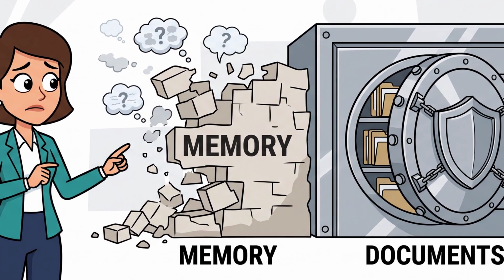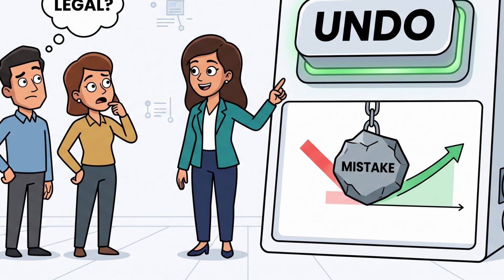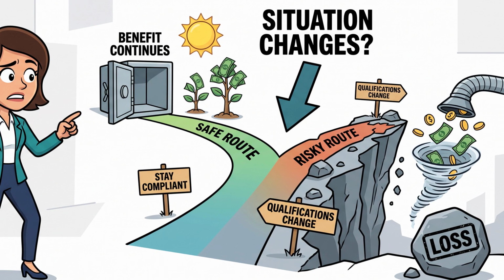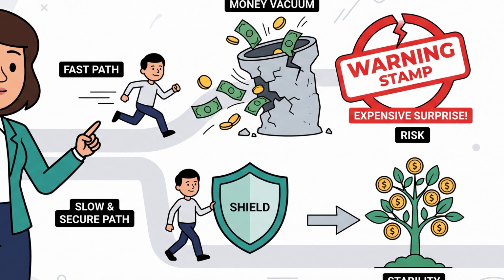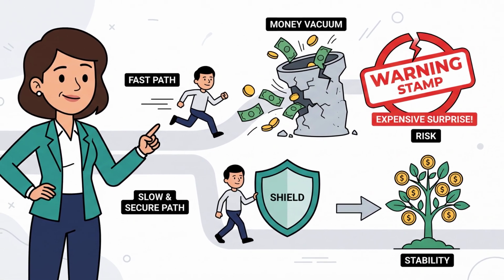Documents are stronger. Consider two investors looking at the undo button, how to reverse a Roth IRA mistake legally. The first investor asks only one question: how much money can this save me? The second investor asks a different set of questions. What rule creates the benefit? What would disqualify it? What records prove compliance? And what happens if my situation changes? The first investor may move faster, but the second investor is less likely to create an expensive surprise.